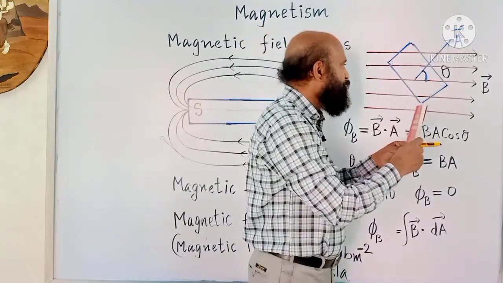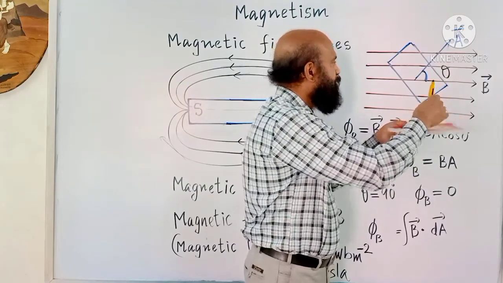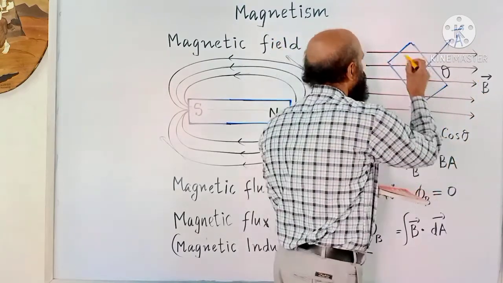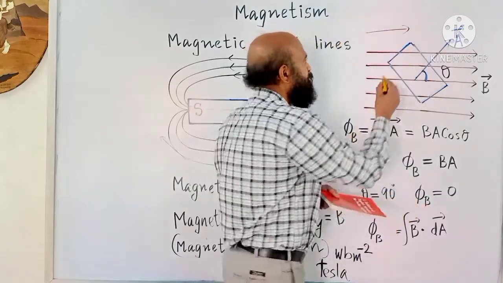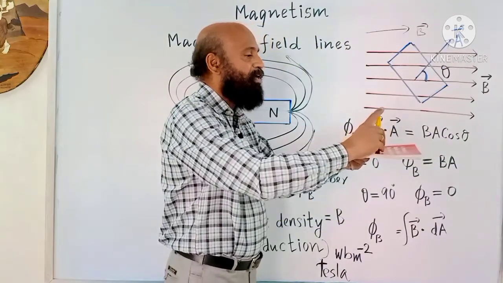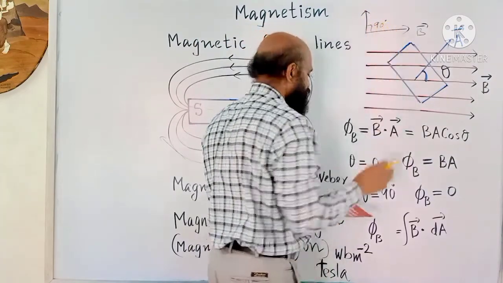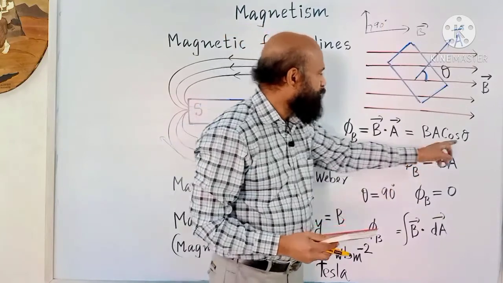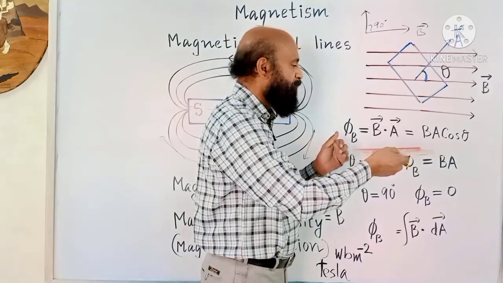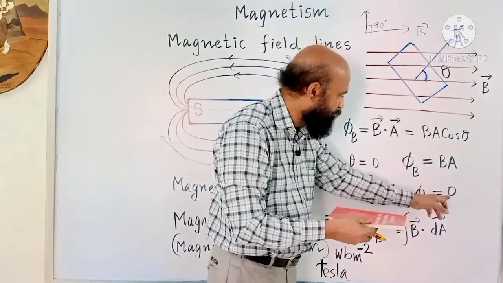Suppose the area is like this. Then this is the area vector, and this is the direction of the magnetic induction. So it is perpendicular, the angle is 90 degrees, theta is 90 degrees, cos 90 is 0. So if it is like this, no flux is passing through this area. If it is like this, full flux is passing. So B into A, if it is like this, flux is 0.